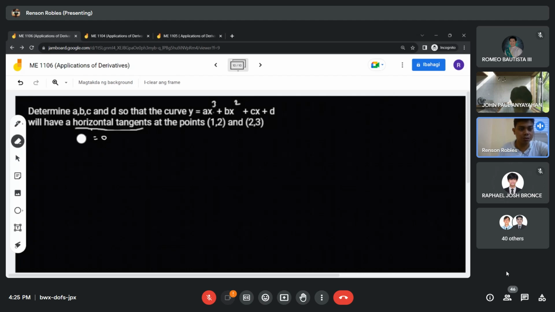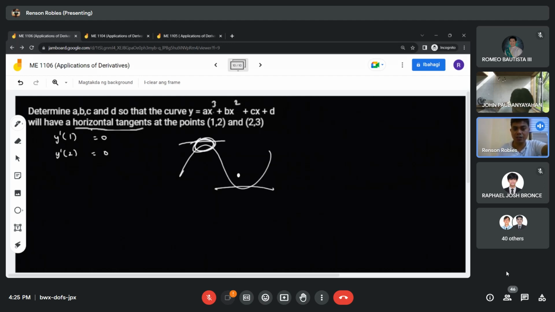So what does slope mean? That is your y prime. And the slope will be 0 if x is 1 or if x is 2. Okay? Because this means horizontal tangents, and where do you see the horizontal tangent? At the relative maximum and at the relative minimum. So it means that between these points, 1, 2, and 2, 3, one of which is relative minimum and the other one is relative maximum.